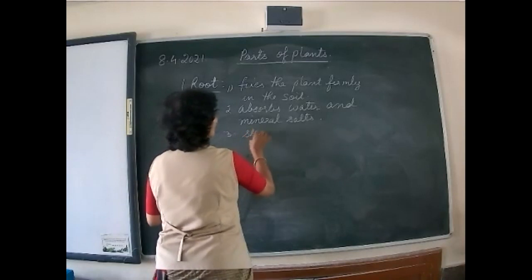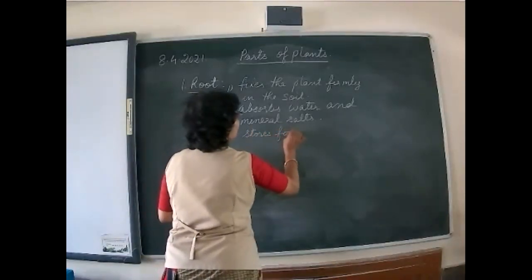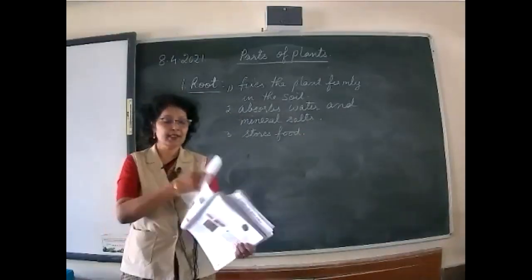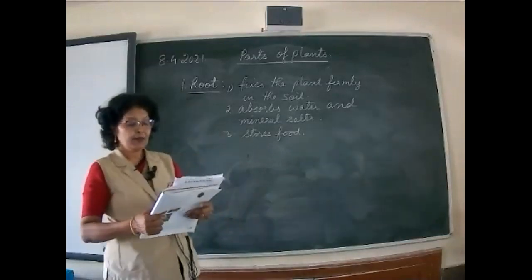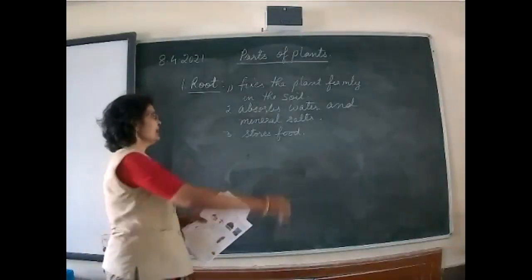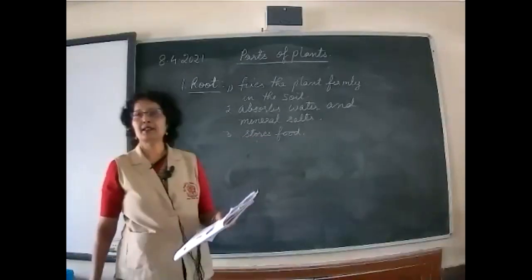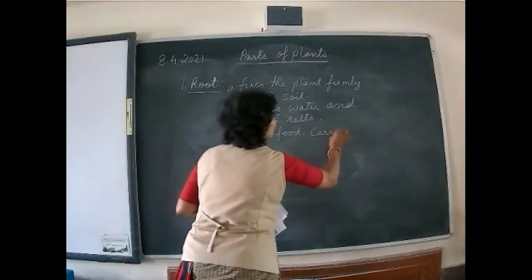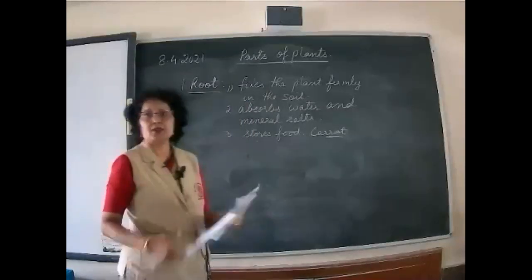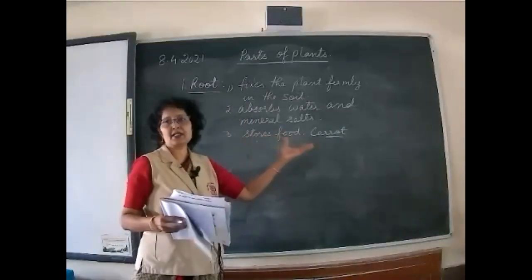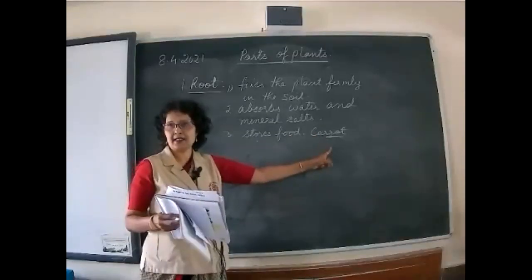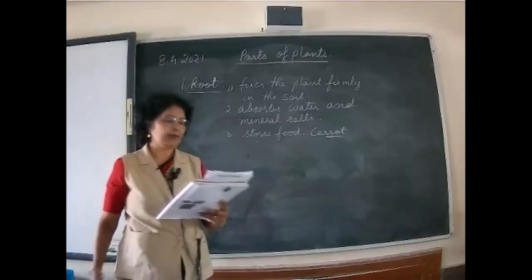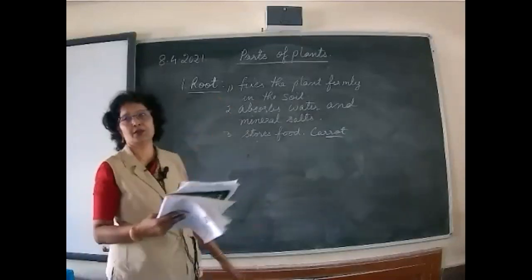Third is that it stores food. Many roots store food and the plant uses it for its survival. Is that clear? Many plants store food in their roots, like carrot, turnip. Very common example, you take carrot, gajar. It is a root. The leaf has stored the food in the carrot and we eat this. And this food also helps the plant to survive. So these are the three functions of the root.